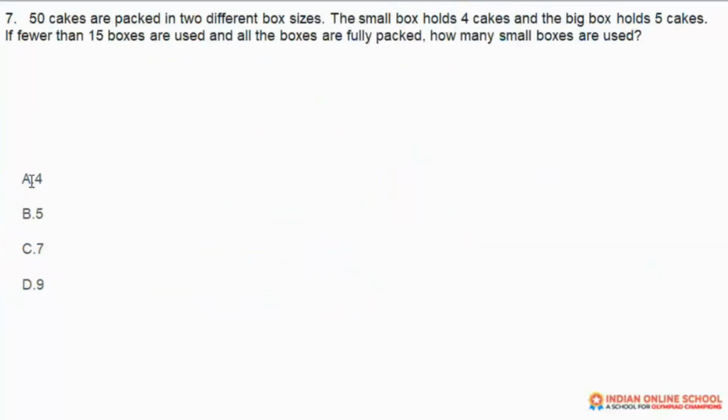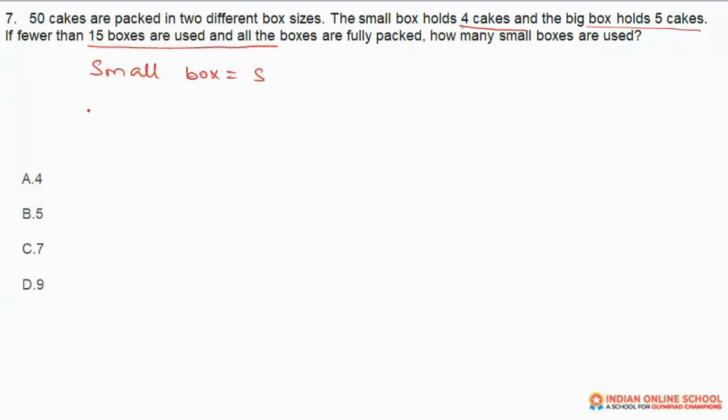So if we are going with the next question, this question is saying that 50 cakes are packed in 2 different box sizes. The small box holds 4 cakes and the big box holds 5 cakes. If fewer than 15 boxes are used and all the boxes are fully packed, then how many small boxes are used? So this question is again based on algebra. So according to the question, the small box can hold. So let's take the small box as S.